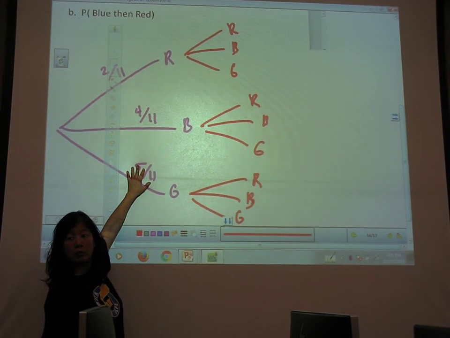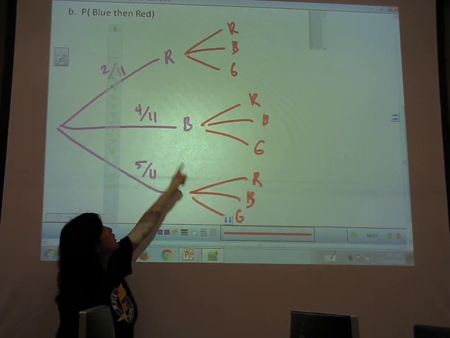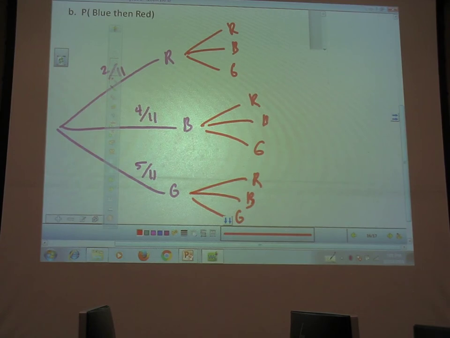Everybody kind of follow? All right, so if I drew a red, what's the probability the next one's red? 1 out of 10, because now I only have 1 red marble left, and I only have 10 marbles left. Blue, 4 out of 10. And green, 5 out of 10, because I still have 4 blue and 5 green. Those haven't changed.